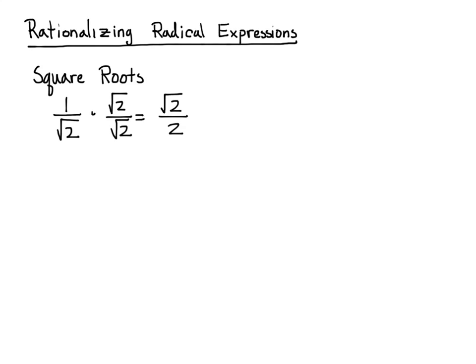And so by doing so, what we get is 1 times the square root of 2 for the numerator, and that's the square root of 2. And then for the denominator, we have the square root of 2 times the square root of 2, which is just 2. And so we've eliminated the radical in the denominator. So instead of 1 over the square root of 2, we have square root of 2 over 2. These are the same values. If you put them in your calculator, you'll get exactly the same value.